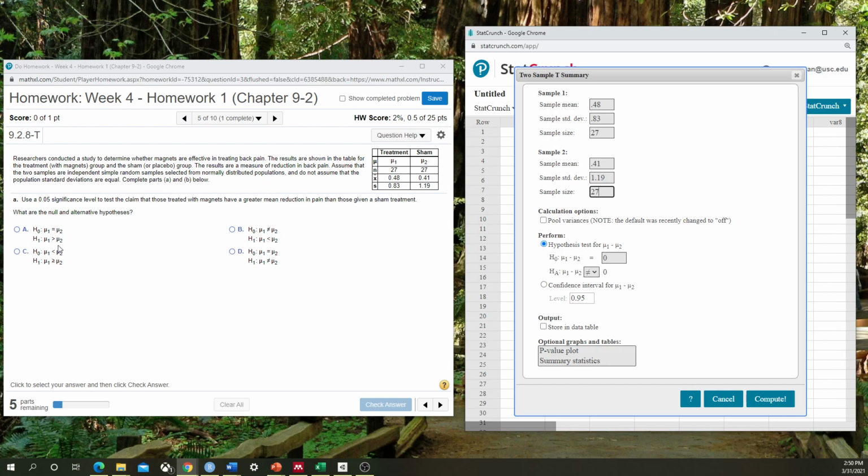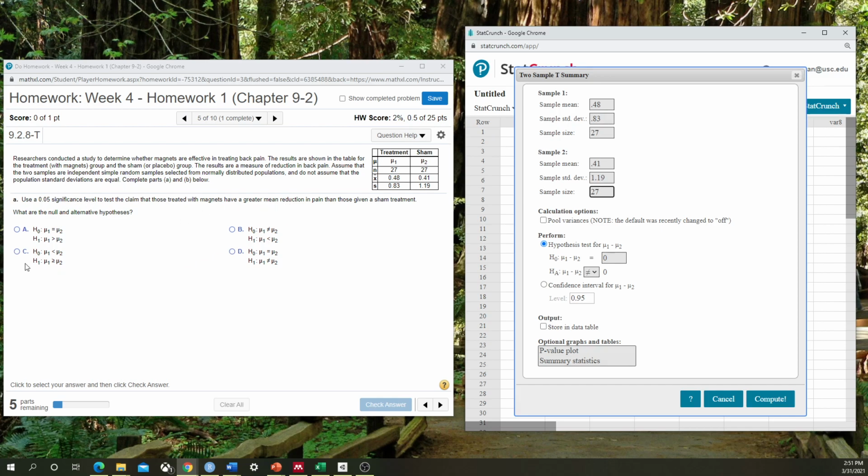Here I might have to make sure that I know which direction my hypothesis is. If it's less than or greater than, it's a one-tailed test. If it's not equal to, it's two-tailed. Answer: effective treatment, the results shown on the table. Assume that the 2 samples are independent.